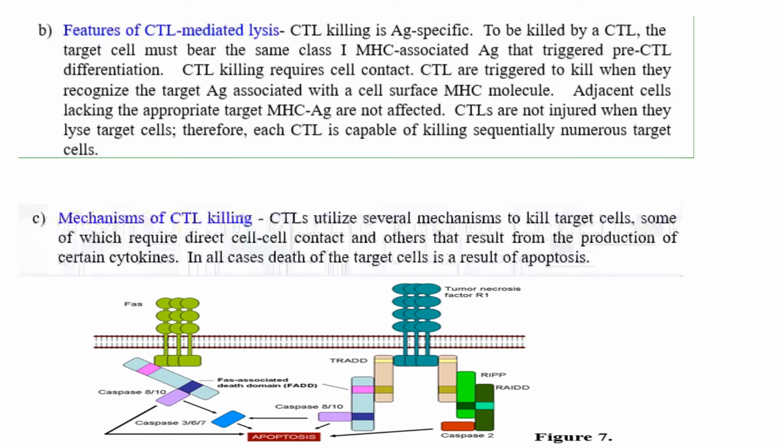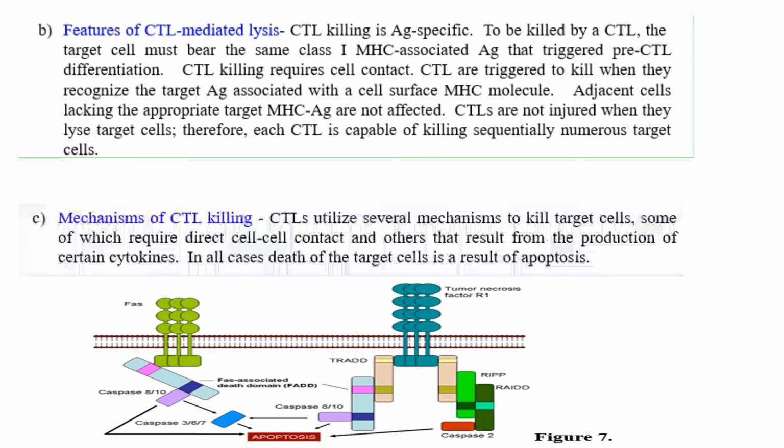Now, what are the features of cytotoxic T lymphocyte mediated lysis? CTL killing is antigen specific. To be killed by the cytotoxic T lymphocyte, the target cell must bear the same class 1 MHC associated antigen that triggered the pre-cytotoxic T lymphocyte differentiation.